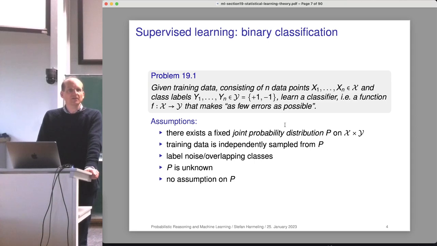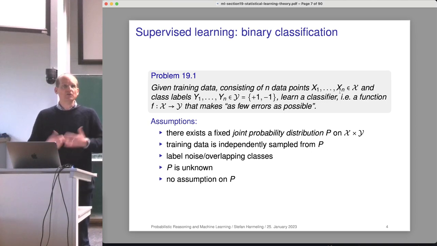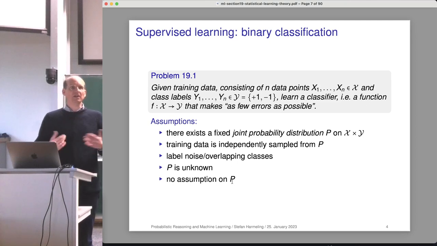So the underlying assumption is often that this data set is IID, okay, so identically distributed, coming from distribution P, and sampled independently. There might be label noise, so some of the labels might be wrong. Also, the classes might be overlapping, so the locations might not uniquely determine the right class. Furthermore, typically we don't know this probability distribution P, but we just have this training data set. And ideally, we don't want to make an assumption on this probability distribution. So it could be anything.